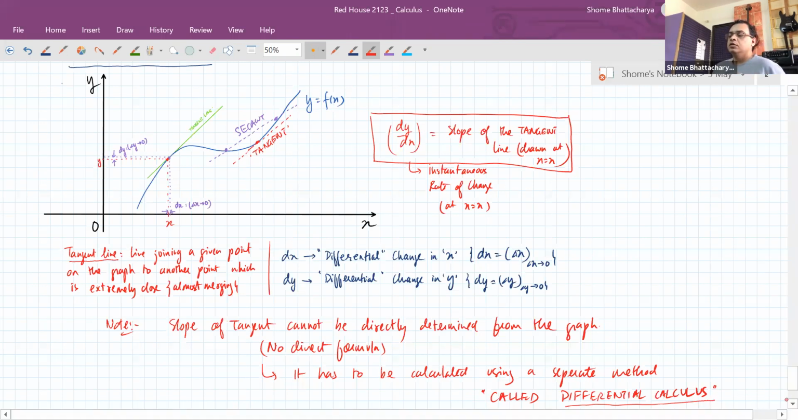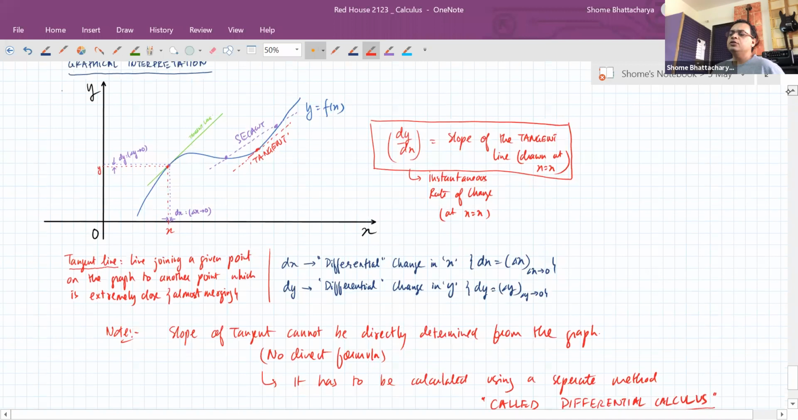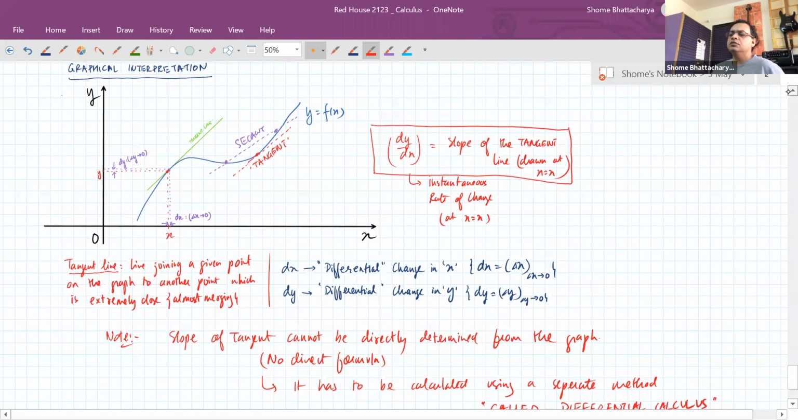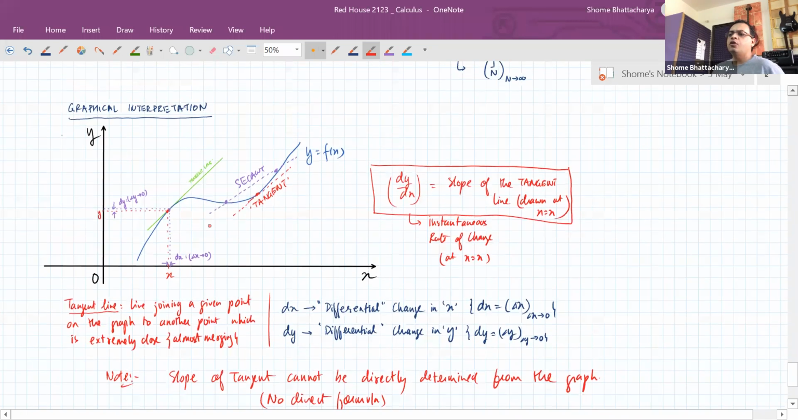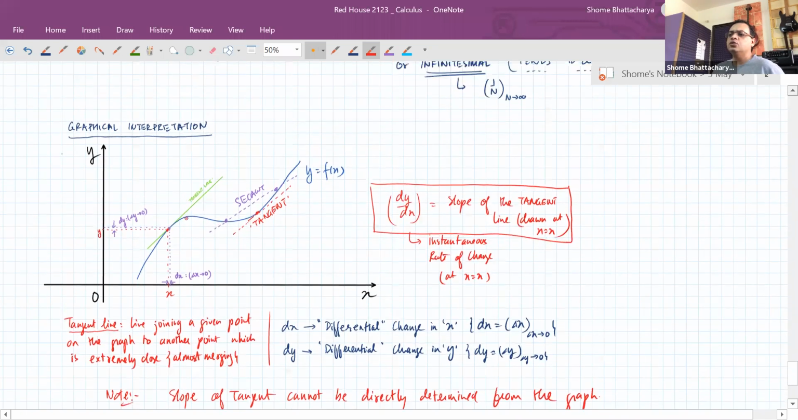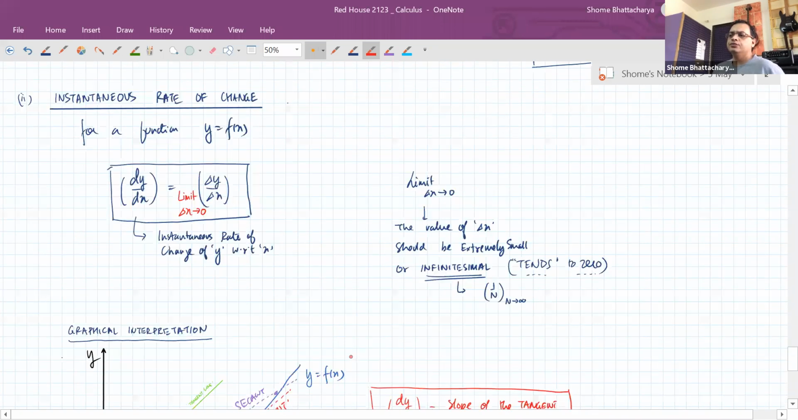Sir, could you please explain one more time instantaneous rate of change? Instantaneous rate of change is defined over here. It is the change in y upon change in x for an interval of x, delta x, so small that it is tending to 0. That type of interval is called an infinitesimal interval because it tends to 0. So that is the definition of instantaneous rate of change.